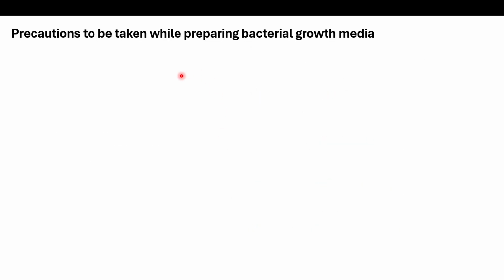Now, what are the precautions that have to be taken while preparing bacterial growth media? I was talking about sterilization techniques. So what happens is, you have the composition given, you are preparing your culture medium or growth medium, and then you have to sterilize it. How do you really sterilize it? You sterilize it using something called an autoclave.